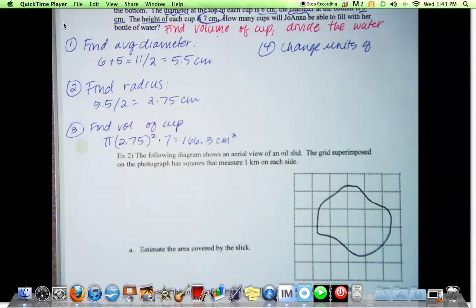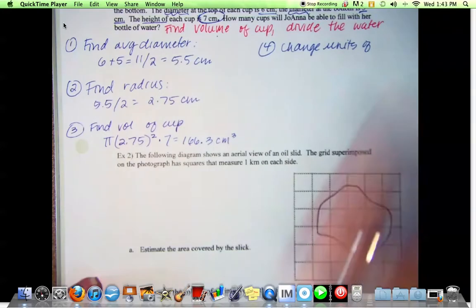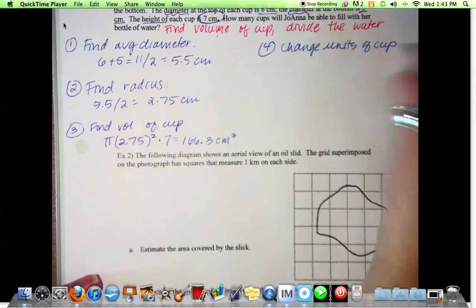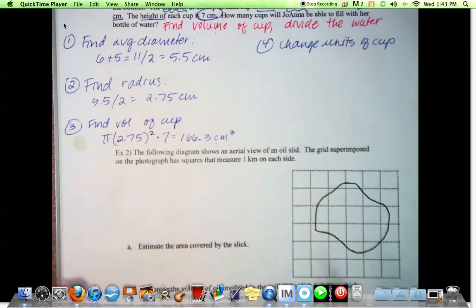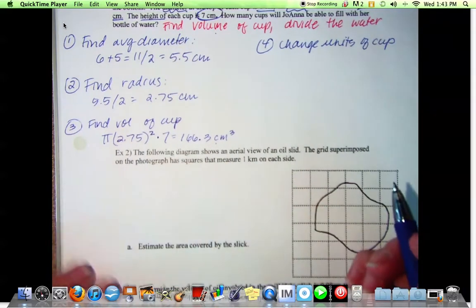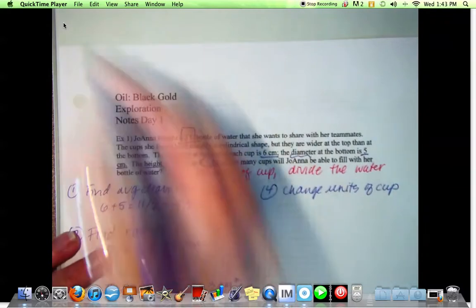1,000. So what's equivalent to liters? Not centimeters cubed, but decimeters cubed. Oh. So we need to change the units of the cup from centimeters cubed to decimeters cubed. So it's another 1,000.